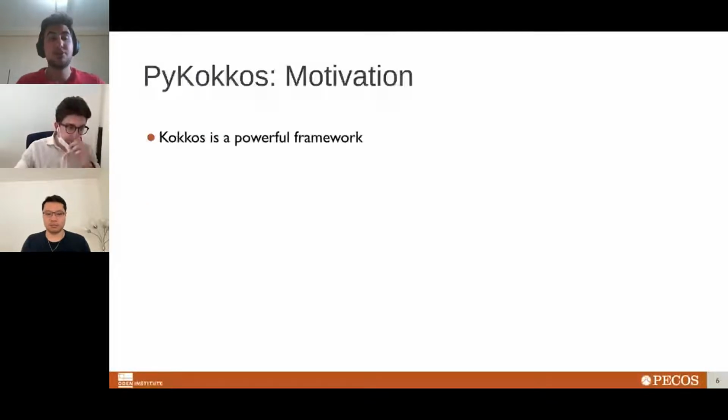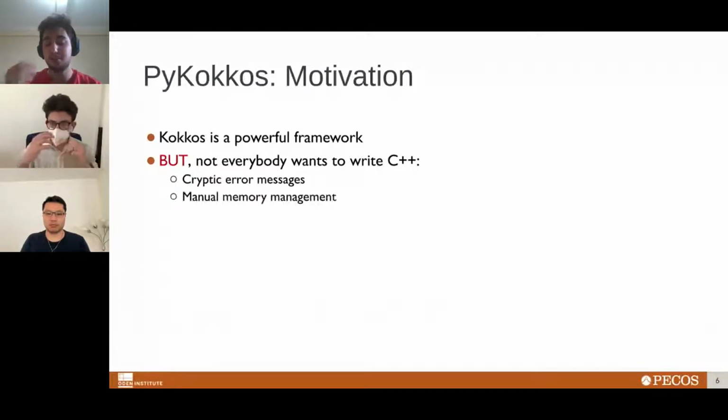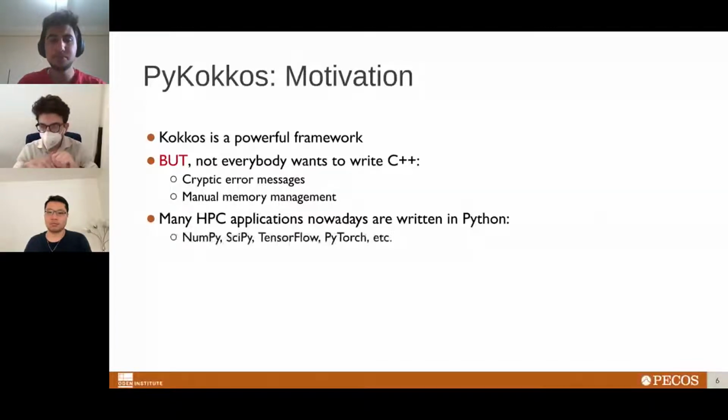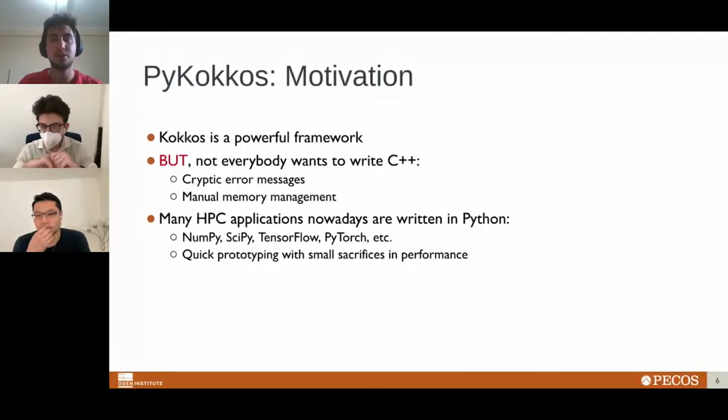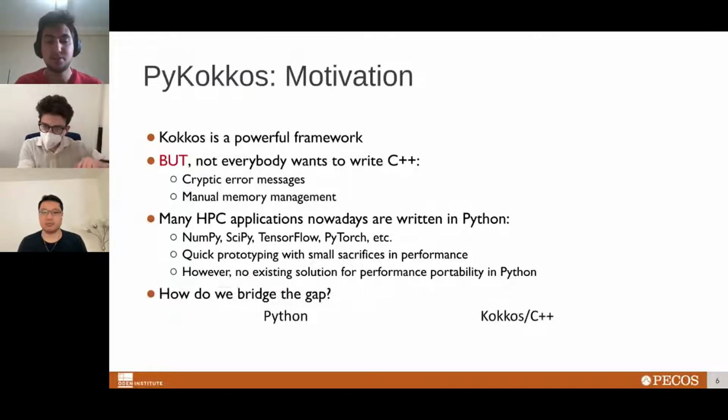Now, Cocos is a very powerful framework. However, not everyone wants to write C++ and deal with issues such as cryptic error messages, especially from templated code, and also manual memory management, among other issues. And in fact, recently, many HPC applications are being written in Python using frameworks such as NumPy and SciPy. And these frameworks give you the ability to quickly prototype your application with relatively small sacrifices in performance. However, there's still no existing solution for performance portability in Python. So how do you bridge this gap between Python on one end and Cocos and C++ on the other?